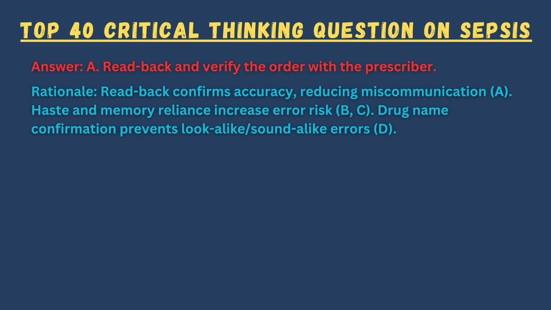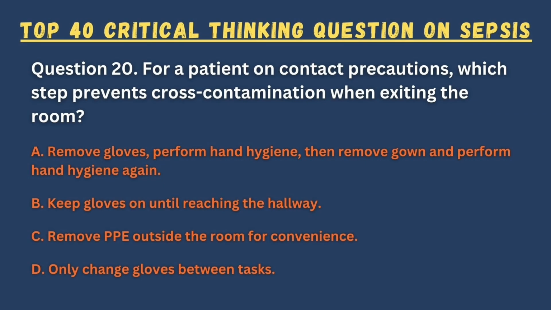Rationale. Read back confirms accuracy, reducing miscommunication. A. Haste and memory reliance increase error risk. B, C. Drug name confirmation prevents look-alike or sound-alike errors. D. Question 20. For a patient on contact precautions, which step prevents cross-contamination when exiting the room?